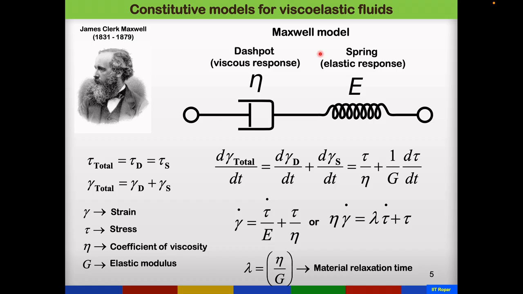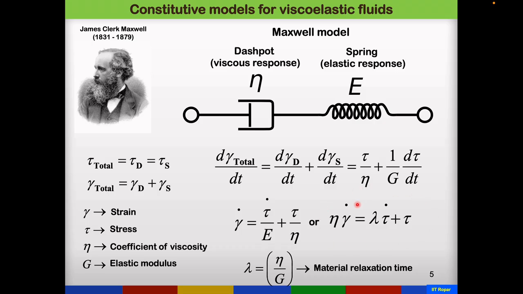The basic concept of this model is that it consists of two elements connected in series. One is a dashpot, which dictates the viscous response of the viscoelastic fluid, and the other is a spring, which dictates the elastic response. If we combine these two in series, then you have a very simple constitutive model for viscoelastic fluid. You can do some mathematical analysis and come up with this simple viscoelastic constitutive model.